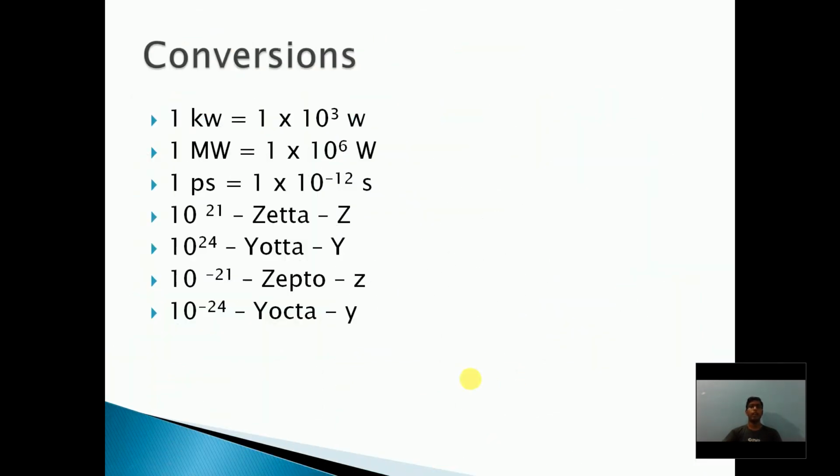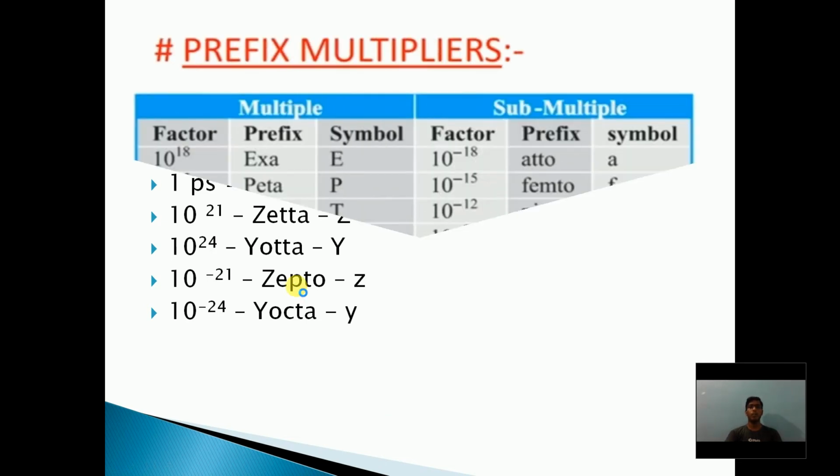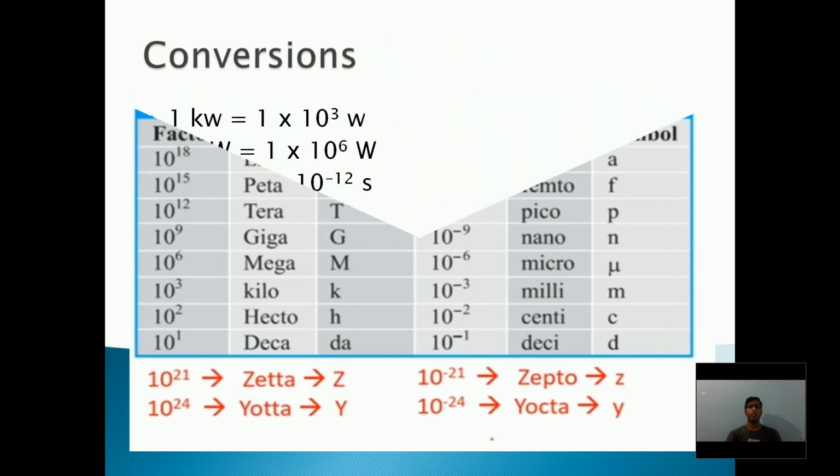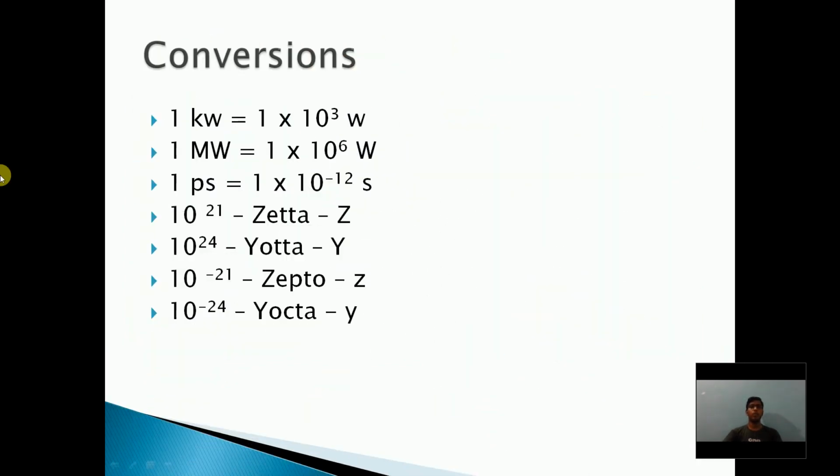Next, 1 megawatt, mega means 10 to the power of 6. So if you observe here, mega, these are useful in conversions. Next, 1 picosecond is 10 to the power of minus 12 seconds. Next, zetta, already I have explained all these. So these terms are very important that we use in numericals while doing conversions.